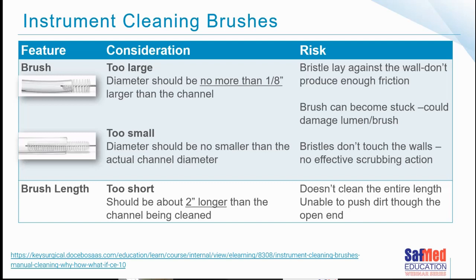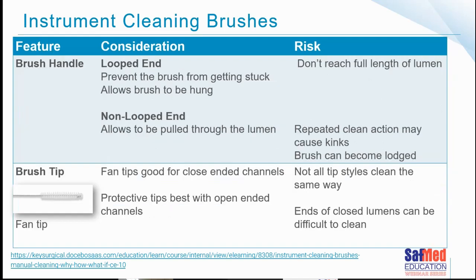Then, of course, there's the difficulty of the fact that the brush could get stuck and that the brush could damage the lumen that you're busy trying to clean. Too small, we know that's pretty obvious, that the bristles won't actually touch the walls and you won't get an effective scrubbing action. Brush length also matters. They advocate, or at least I learned in the webinar, that your brush should be at least 2 inches longer than the channel being cleaned. If it's not, you're unable to get the dirt all the way through the lumen. Also, you're not going to clean the entire length of the channel that, of course, you're trying to clean.